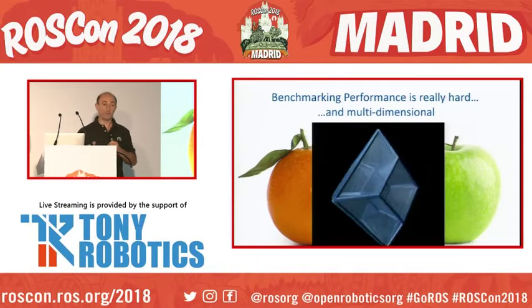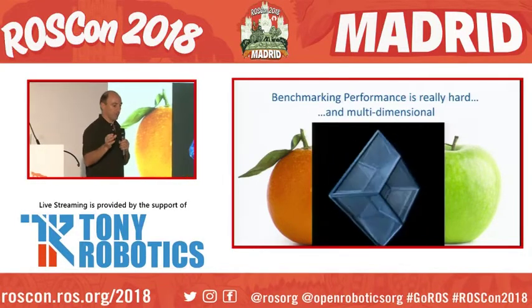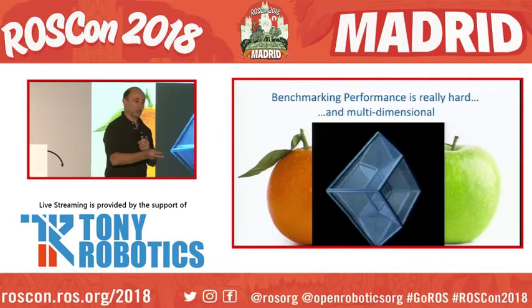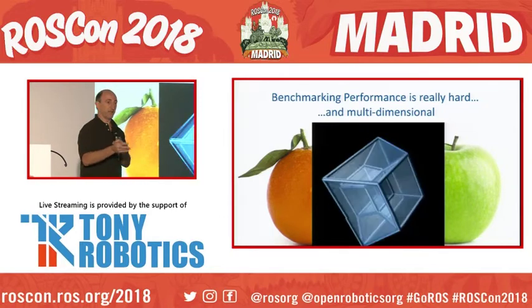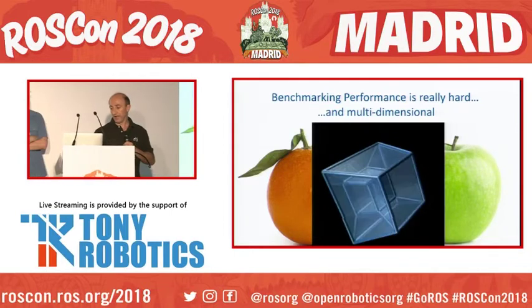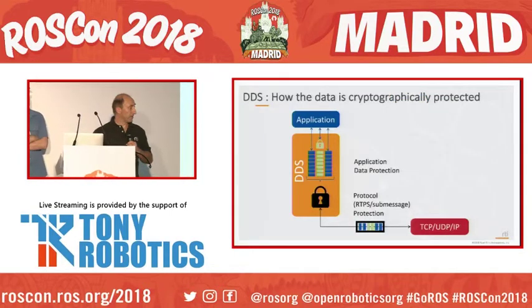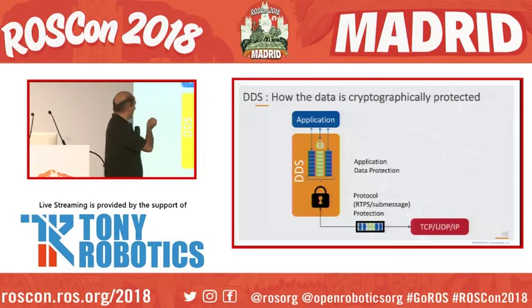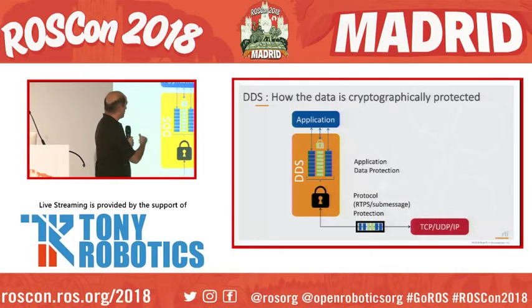Another thing is that it's multidimensional, right? You could start looking at, well, what is really performance? It depends on the quality of service, it depends on the scalability, it depends on the data size, it depends on so many things, right? So it's not an easy problem. But I want to talk about that because encryption and protection is also multidimensional.